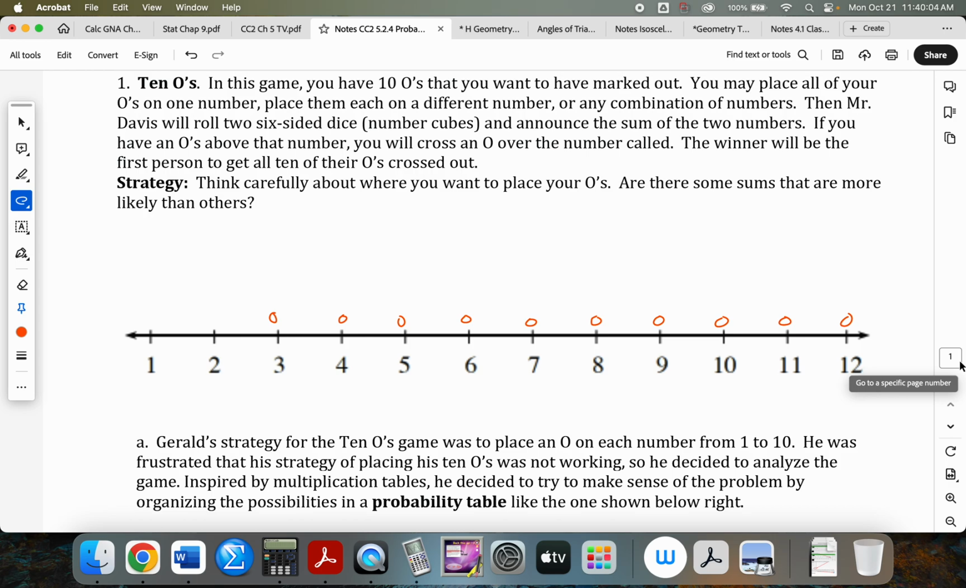What number do you think got called the most? 7 and 8 both got called 3 times.